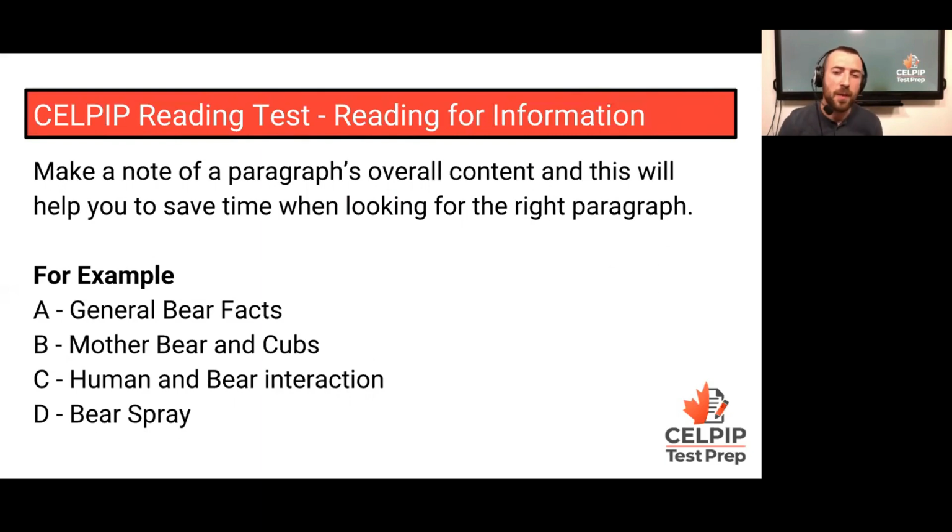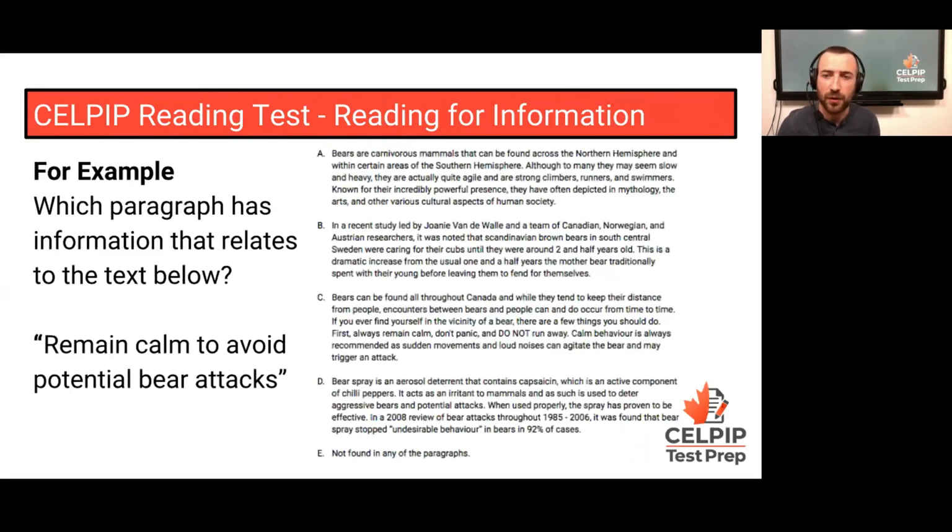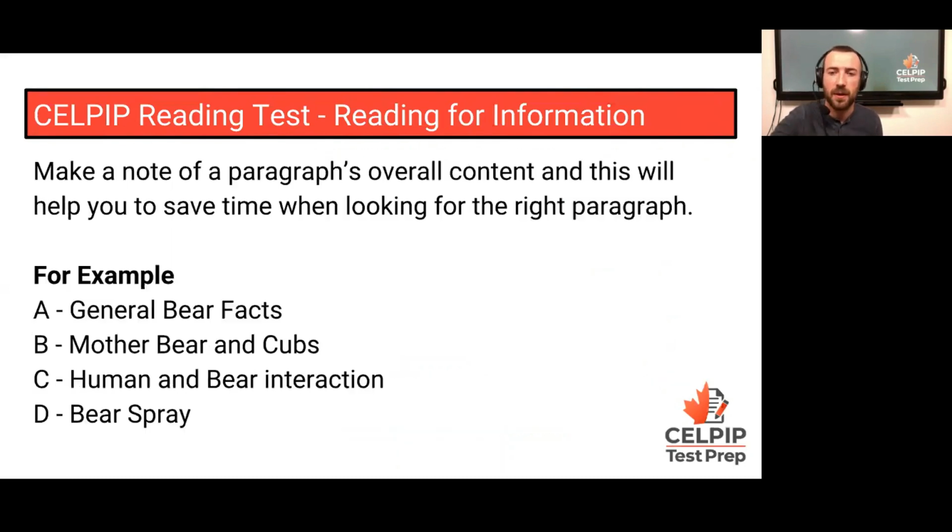B was about a mother bear and her cubs. Again, we can get that by just looking through it and seeing they did some research on caring for their cubs, what mothers do to protect their cubs. In C, as we've already covered, it's about human and bear interactions and what you can do to avoid them. And paragraph D is about bear spray, a particular spray that people use when there's a potential for an attack.